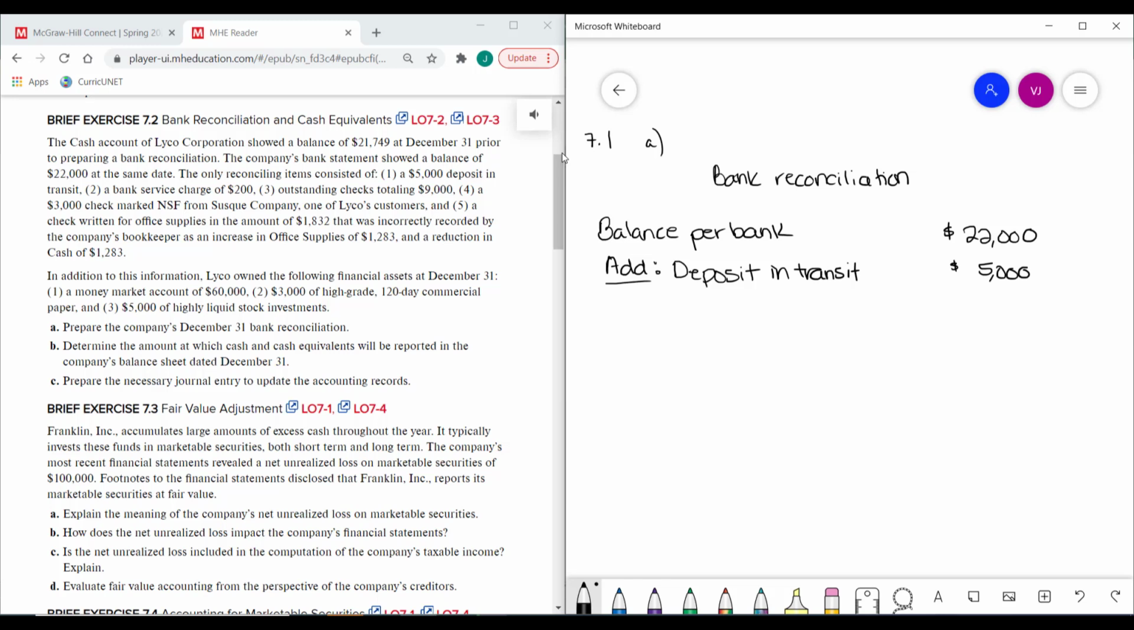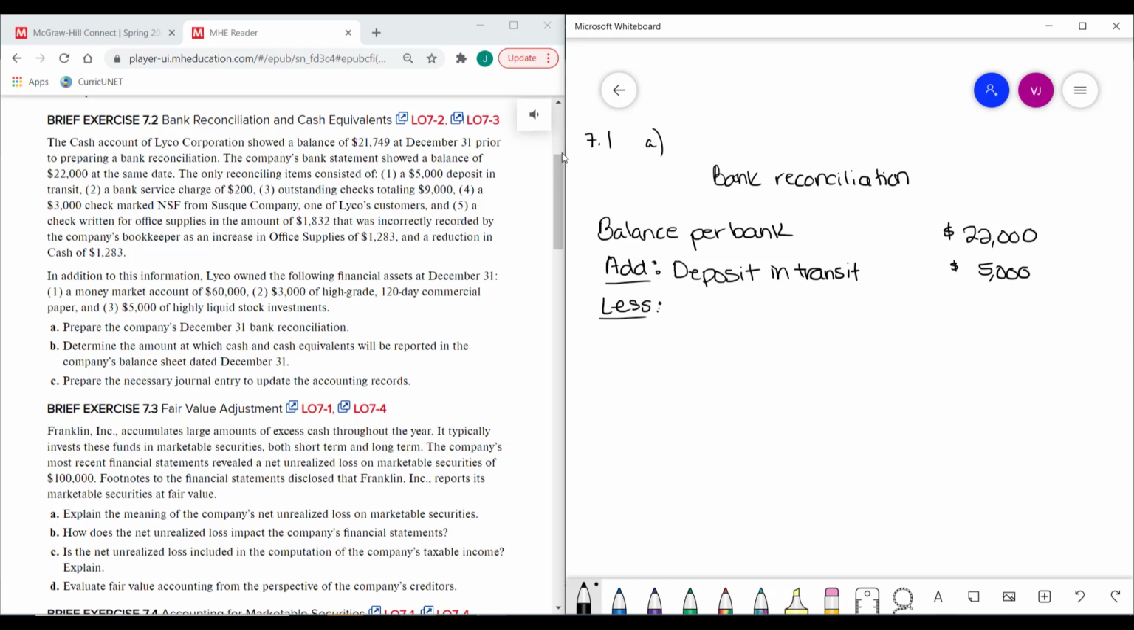So if you have finished all the additions, then you can do all the subtraction. So we'll do less or deduct. So is there anything here that the bank isn't yet aware of regarding a decrease in the cash balance? Well, if you look at number 2, a bank service charge of $200, the bank knows that they've charged us $200, right? So that doesn't need to be adjusted on the bank's side, right?